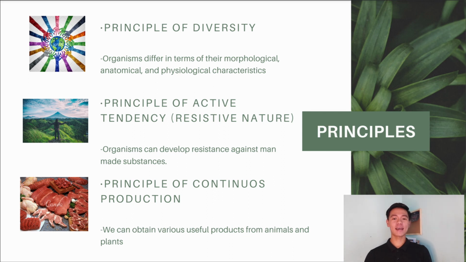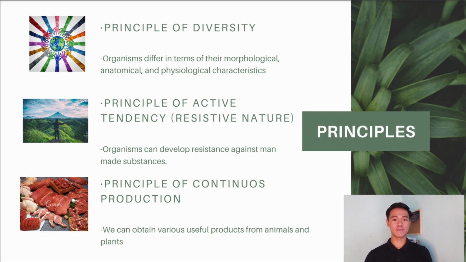Principle of active tendency or resistive nature. Organisms can develop resistance against man-made substances, which is termed as the active tendency or resistive tendency of organisms. Example, the mosquitoes becoming resistant to DDT and other insecticides.